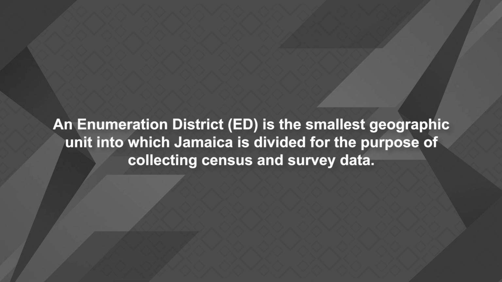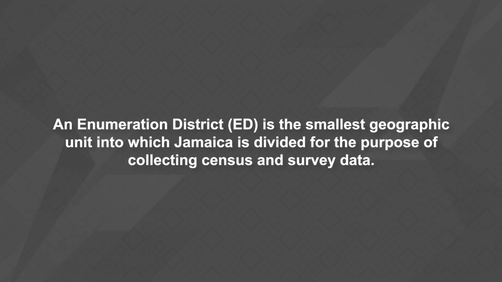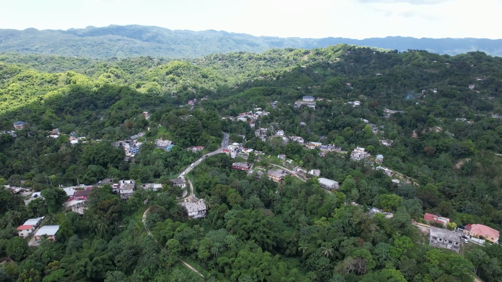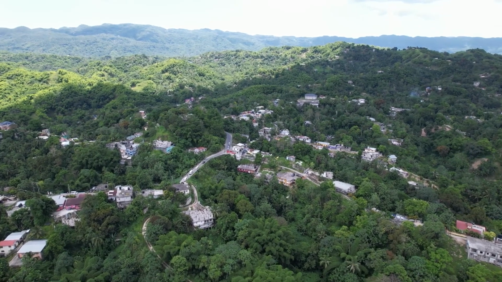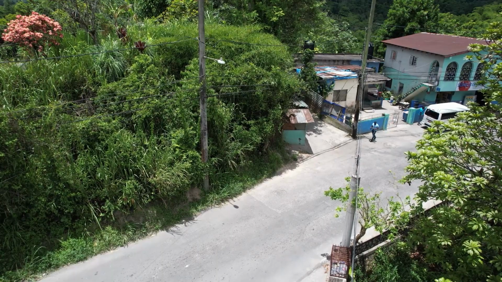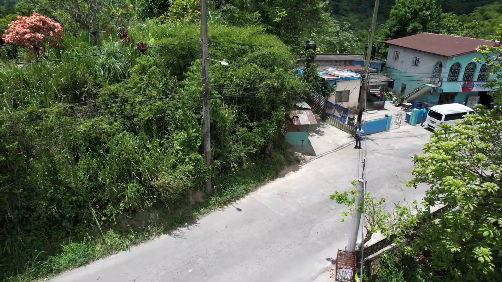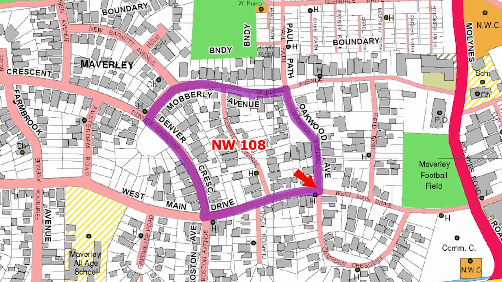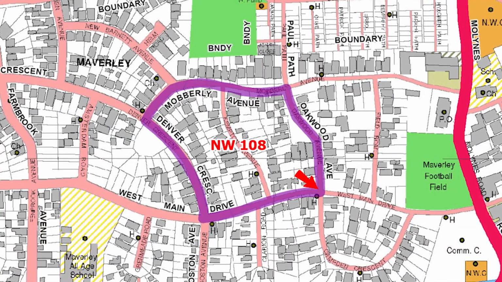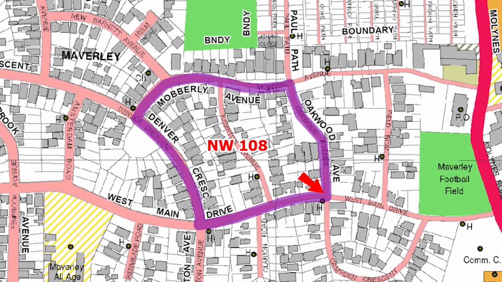Before we get into talking about what an ED map is, you need to know what an ED is. An enumeration district, ED, is the smallest geographic unit into which Jamaica is divided for the purpose of collecting census and survey data. They are identified by a unique code that indicates the parish and constituency to which they are assigned. Like right here, you see St. Andrew, Northwestern 108. That's the alphanumeric code.